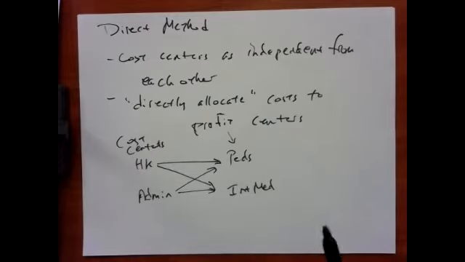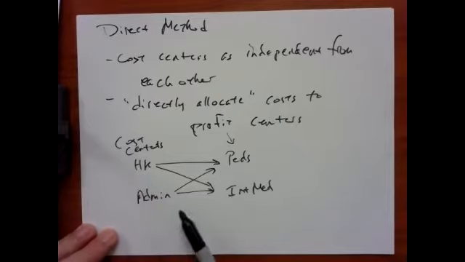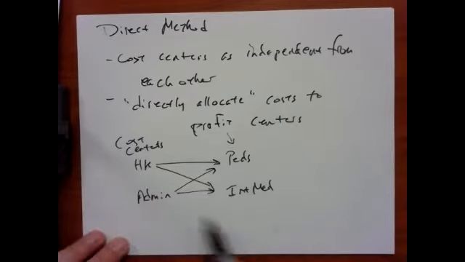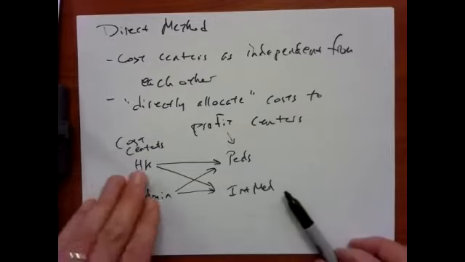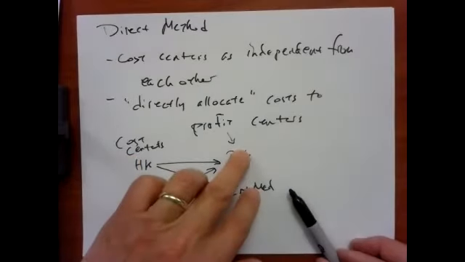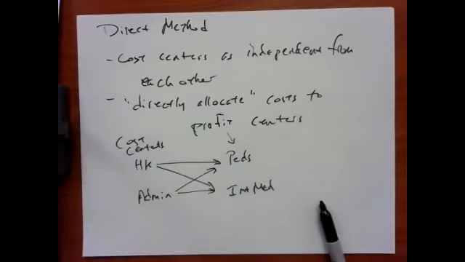There's a third method that we are not gonna cover, like I said, called reciprocal allocation, which says admin provides support to housekeeping, housekeeping provides support to admin, and they kind of go back and forth. And so then there's a more complex method of allocating. But either way, at the end of the day, whatever system you're using, whether it is direct, step down, or reciprocal, all of these costs have to be allocated to the profit centers. So, direct, coming back to direct again.